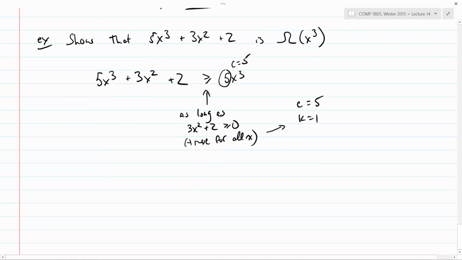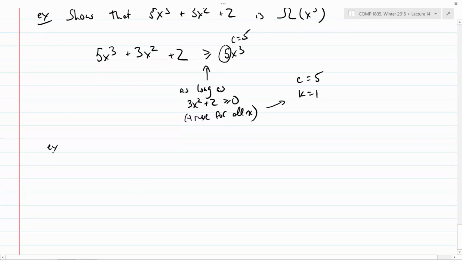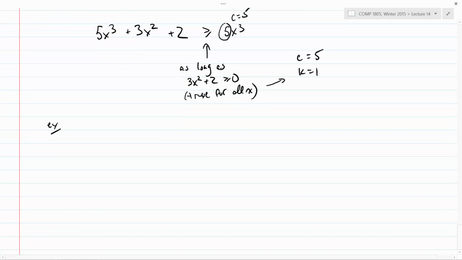All right. So let's see another example. This one's a little bit more complex. Show that x squared minus 3x plus 4 is omega of x squared. So again, we do a little sanity check and say, okay, well, the thing on the left is an x squared, the thing on the right is an x squared, so this seems like it should be true. So we try to prove the inequality.